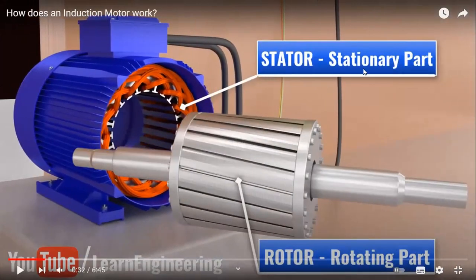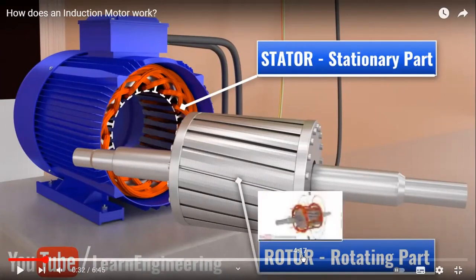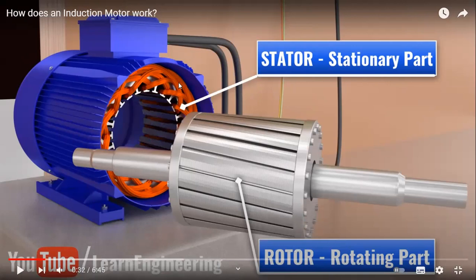The induction motor has two parts. As I told you already, every machine, every motor has two parts: one is the stator, one is the rotor. You can clearly see the stator and the rotor. In the stator part, the stator winding is there, and the rotor part is the rotating part.